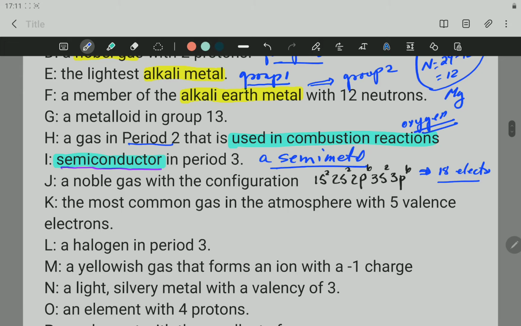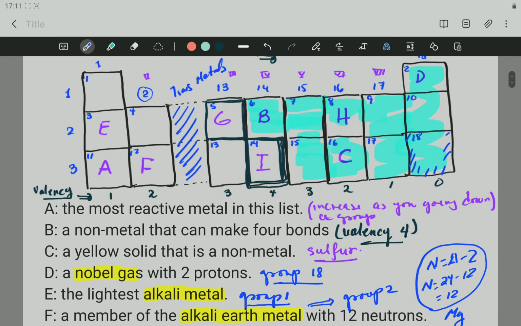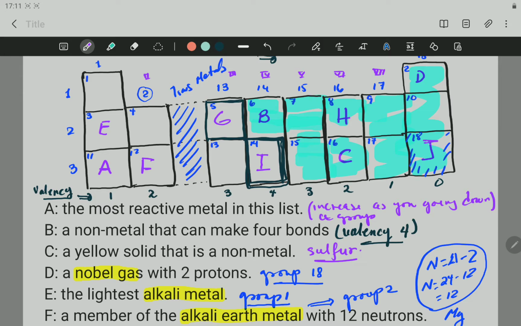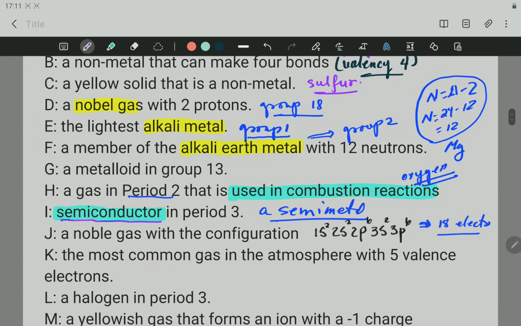But the question is not to look in the periodic table. So that one is J. J is going to this corner here. Moving on, we're almost done.